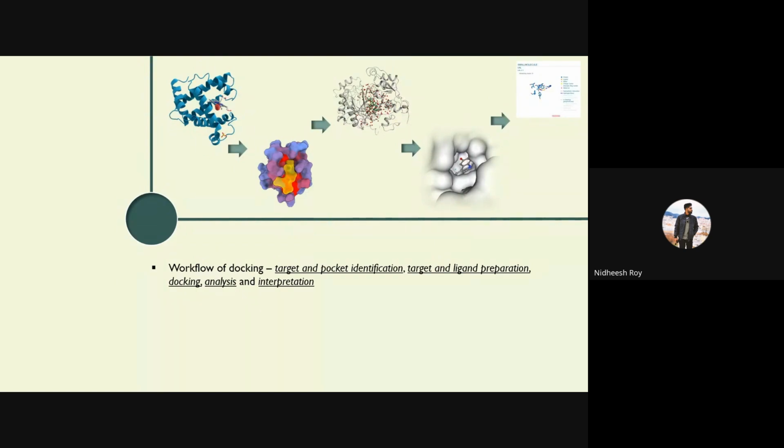Then we went through the docking workflow: target and protein pocket identification, target and ligand preparation, docking, analysis, and interpretation. We learned how to do it, how do we understand it, how do we predict it, how do we point it, and then finally, how do we interpret it.